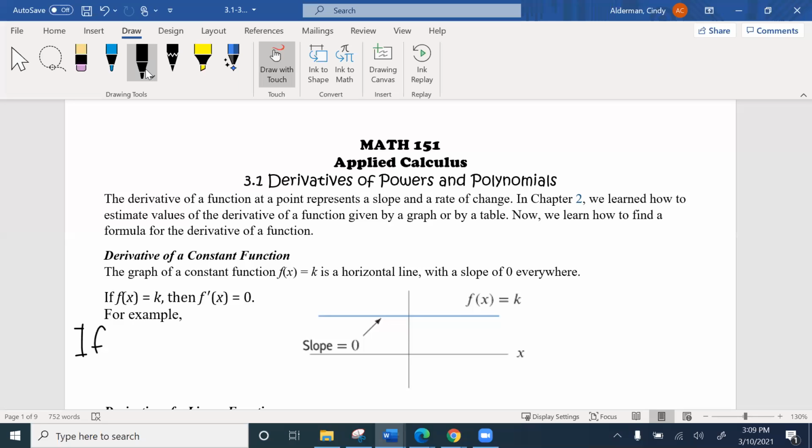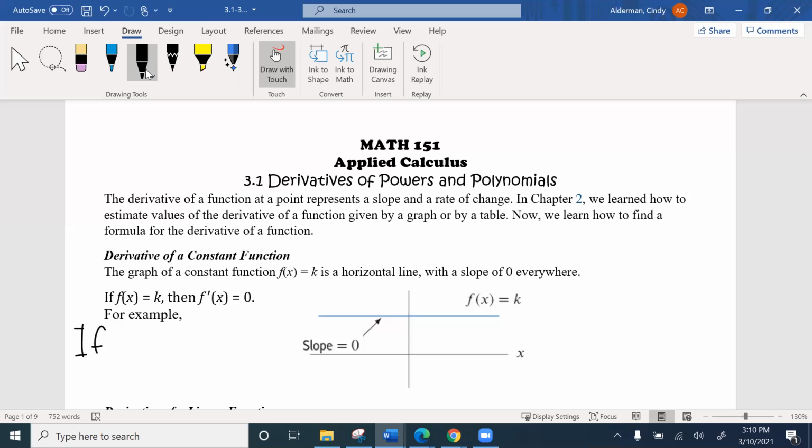Okay, so what we did in chapter 2 is we learned how to estimate values of derivatives by getting closer and closer and doing smaller and smaller intervals, you remember? And we did that using a graph or a table. Now is the fun part, honestly. This is the derivative formulas, which if you've had calculus before, you probably remember the formulas were easier than everything we just did. So from this point forward, it gets a little more fun.